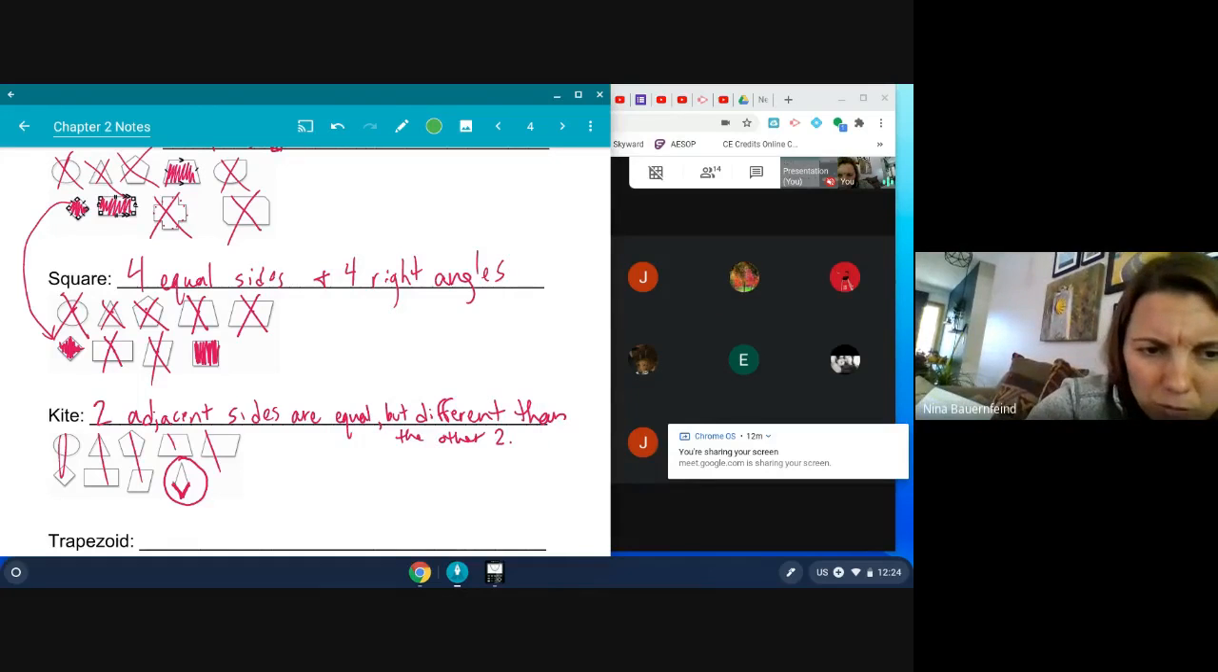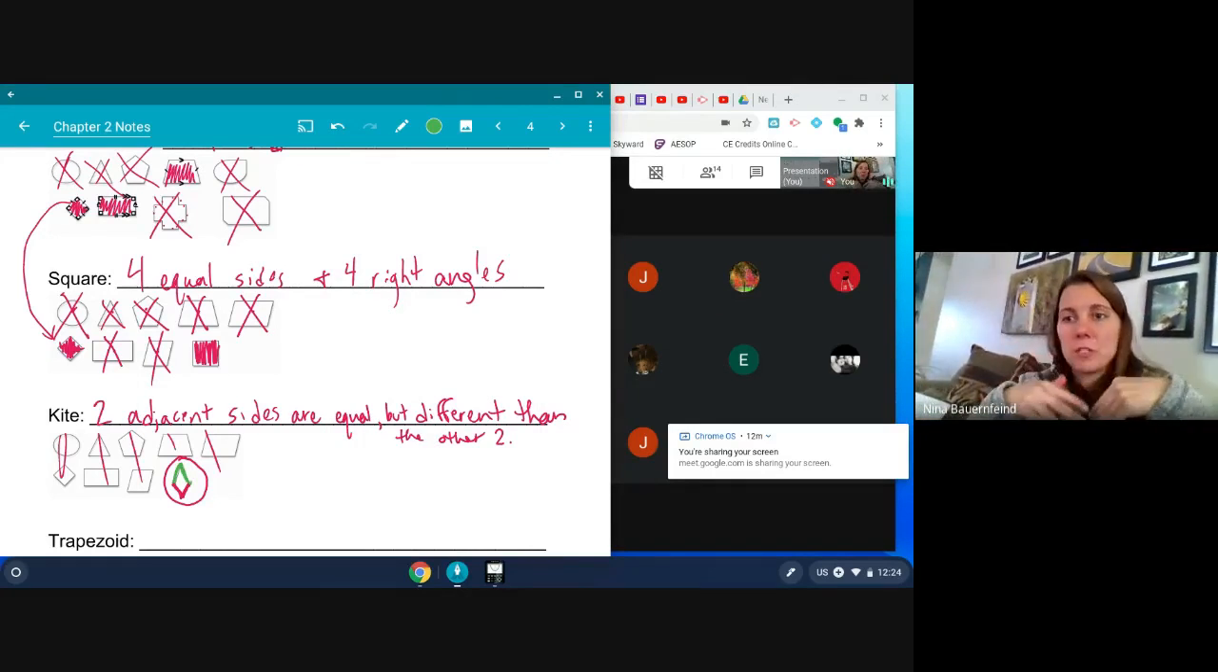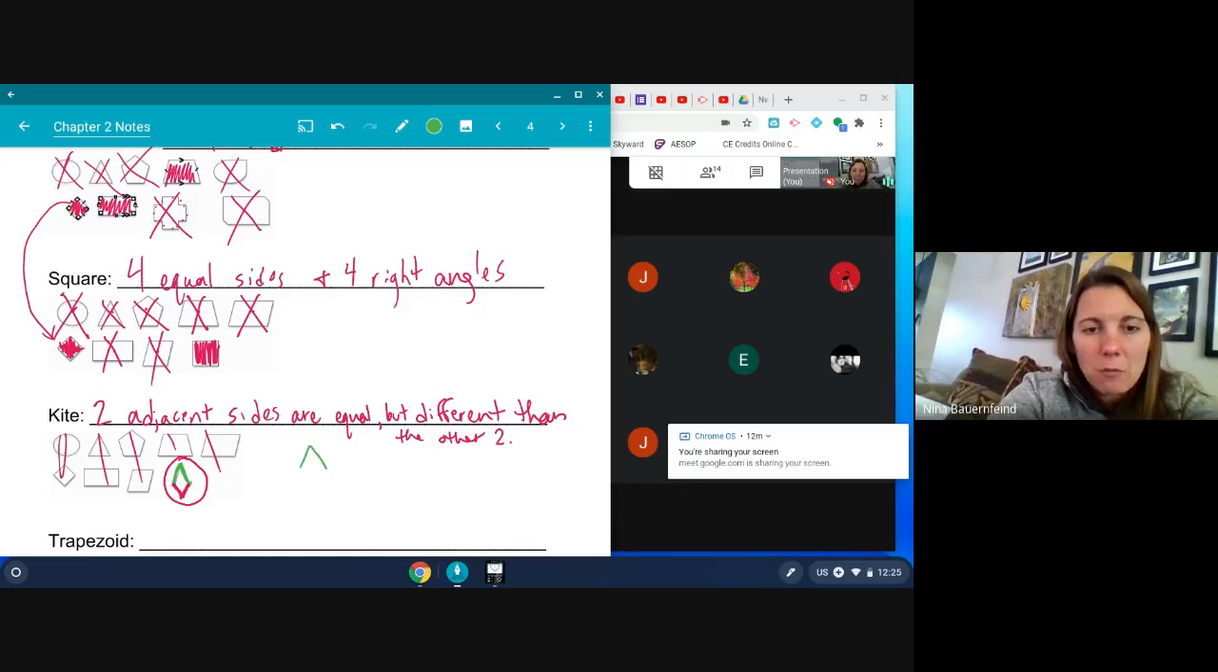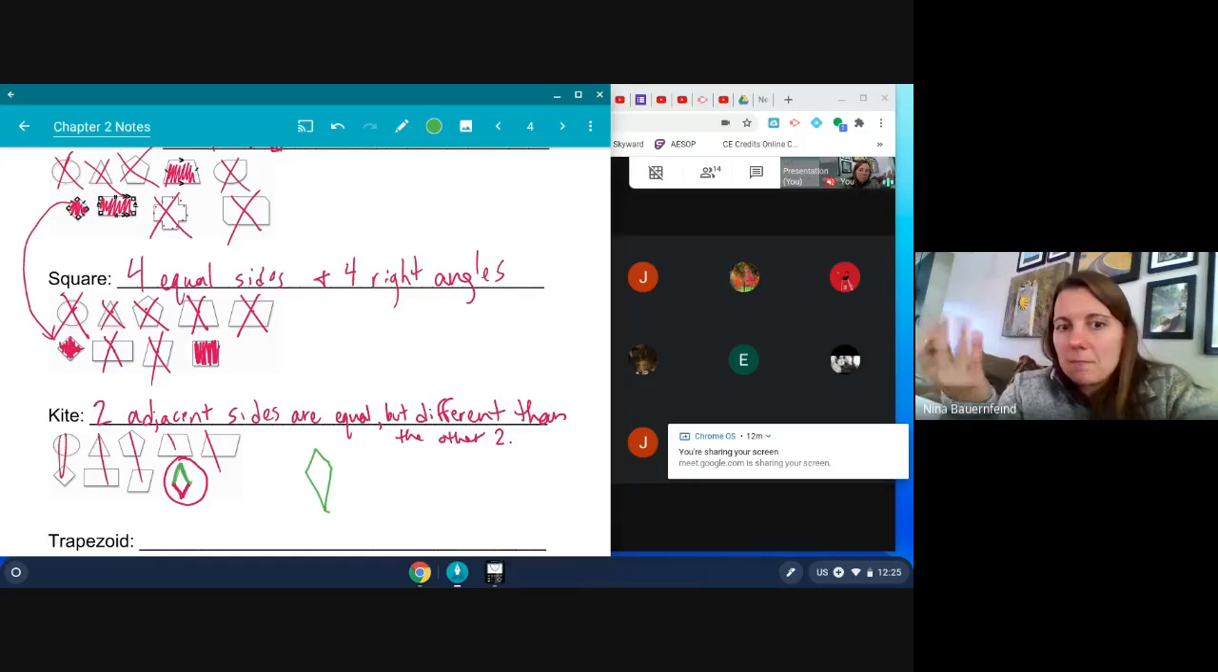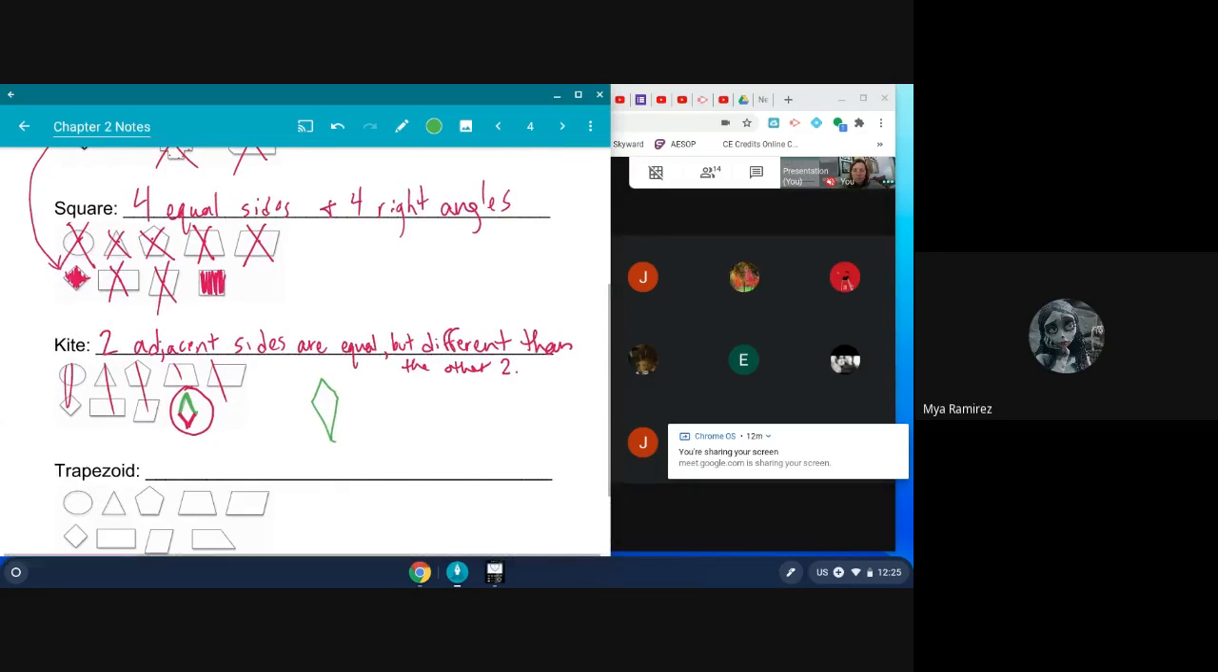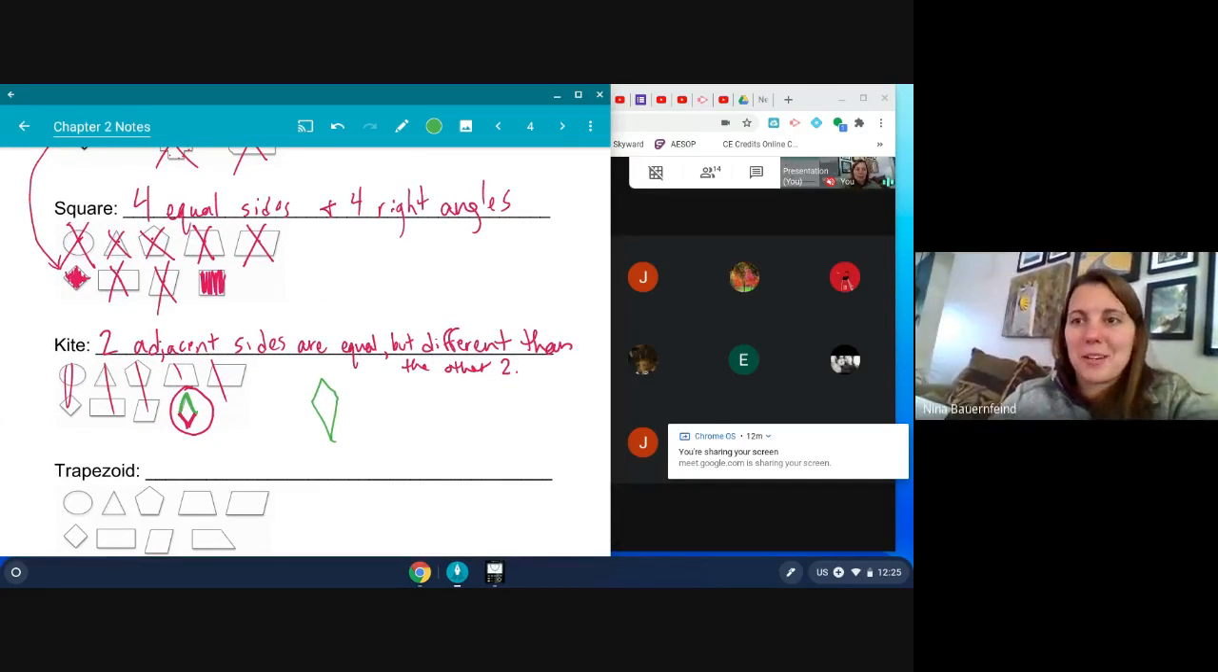Which means those two are the same and these two are the same. So the green ones will be matching, the pink ones will be matching, but green and pink are different. Do you get what I mean, you guys? Yeah. Okay. It literally is going to look like that. That's the only thing a kite looks like. So it's like two short and two long. That's exactly how I remember it. Two shorts, two longs.